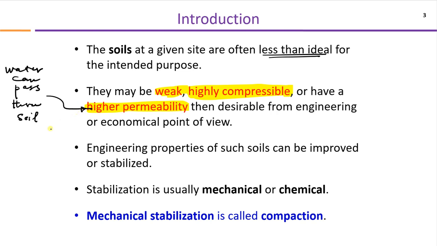If permeability is high, water can easily pass through the soil, and if permeability is low, it means water cannot easily pass through the material. For example, concrete is not a permeable material. Water cannot pass through concrete, so it has no permeability. So the problem with soil is that it is weak in strength, highly compressible, and has high permeability. If we want to use soil as a construction material, we have to improve its properties. So how can we improve this issue of compressibility?